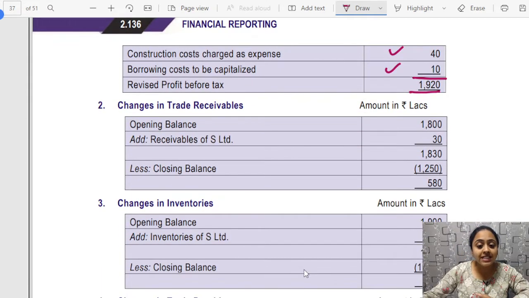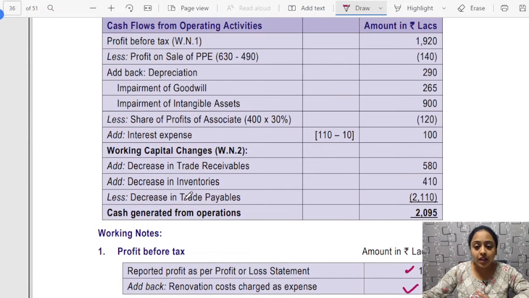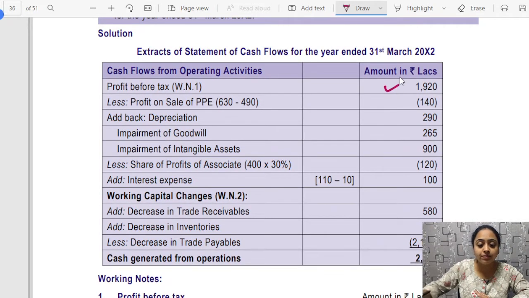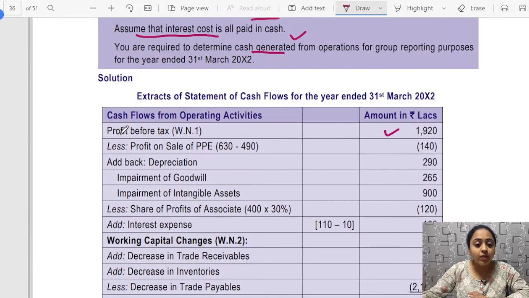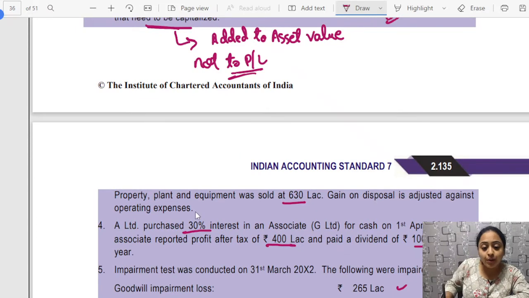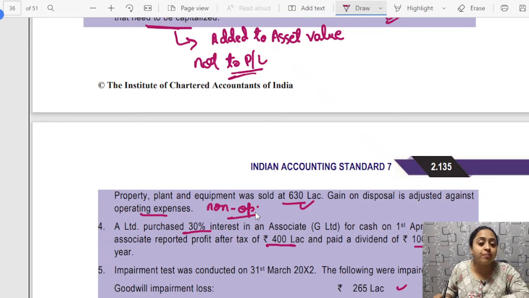Now, changes in trade receivables, opening, closing, inventory and trade receivables, you can do. Now, in the cash flow statement, profit before tax is 1920. How come? By calculating the revised profit before tax. Now, profit on sale of PPE has to be deducted, because property, plant and equipment was sold for 630 lakh. Gain on disposal is adjusted in operating expenses. Since this is non-operating, you need to adjust it from P&L.